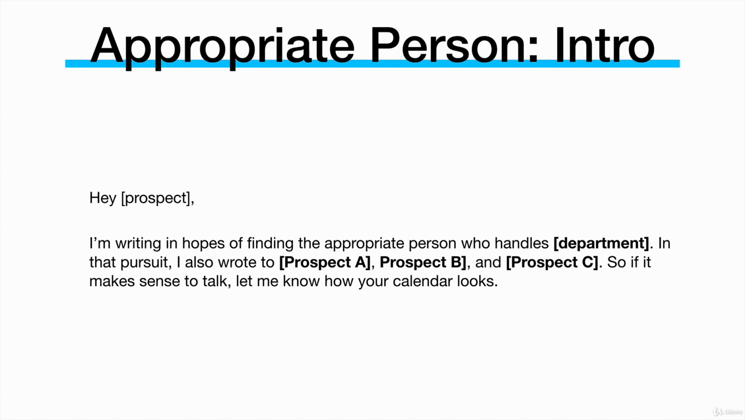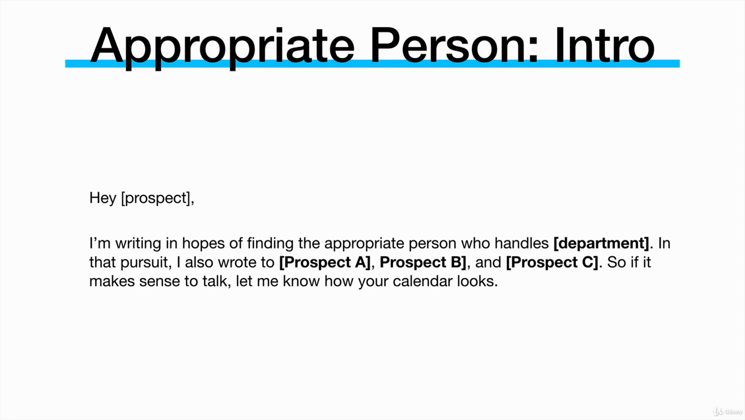And so what you're doing in the intro is basically you're saying you're writing the company in hopes to find the appropriate person who handles a department, for example, marketing. So you're not necessarily asking for a meeting directly. You're just saying, hey, I'm a little lost and I need a little help finding the right person to talk to. The next sentence, you're saying, in that pursuit, I also wrote to your boss, your boss's boss, and this random person. So you're indicating that you wrote to all of these three other people. You're not CCing any of them. You're just letting them know that you wrote to all these different people.